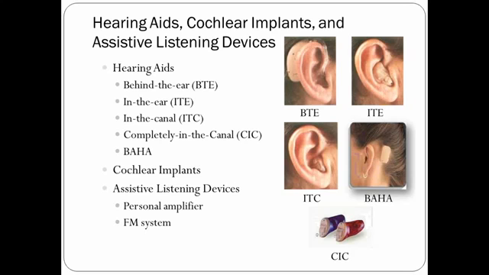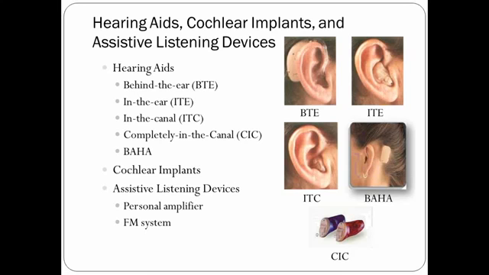A BTE, or behind-the-ear hearing aid, is a type that is worn behind the individual's ear. An ITE, or in-the-ear hearing aid, is worn in the ear, fills the canal and the entire bowl of the ear. A CIC, or completely in the canal hearing aid, is deeply inserted into the individual's canal and is one of the most discreet hearing aid options. An ITC, or in the canal hearing aid, fits in the canal, but not as deeply as completely in the canal.